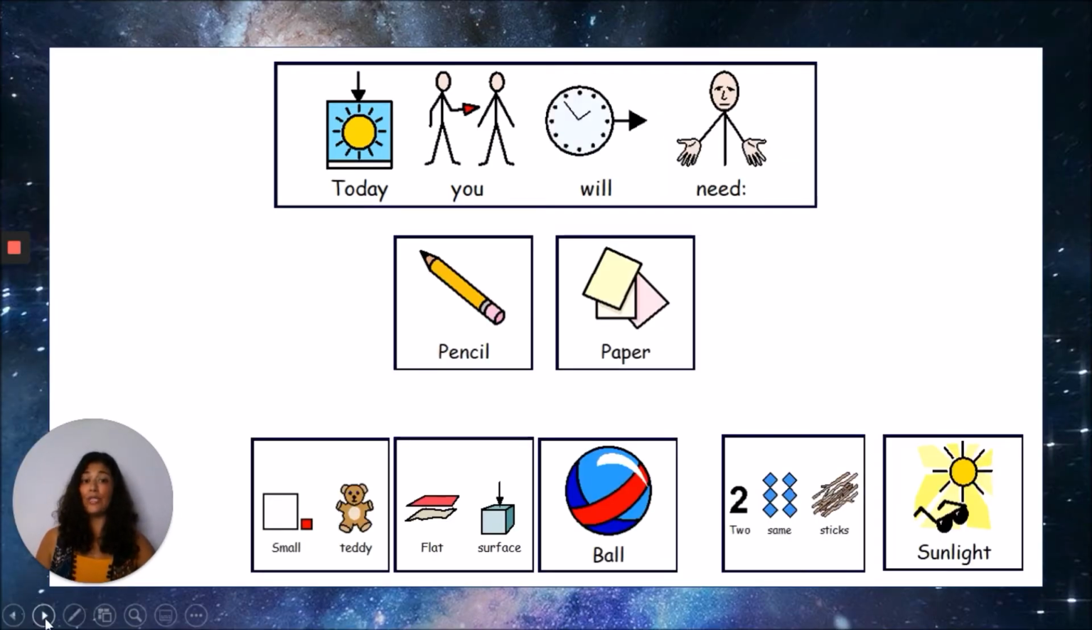So today you'll need a pencil and some paper. Now, if you want to follow along with the demonstrations or you want to try it yourself, you will also need a small teddy, a flat surface and a ball. You'll also need 2 sticks that are the same size and some sunlight.